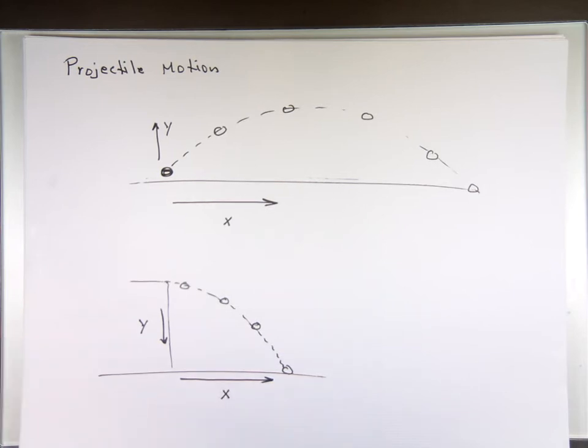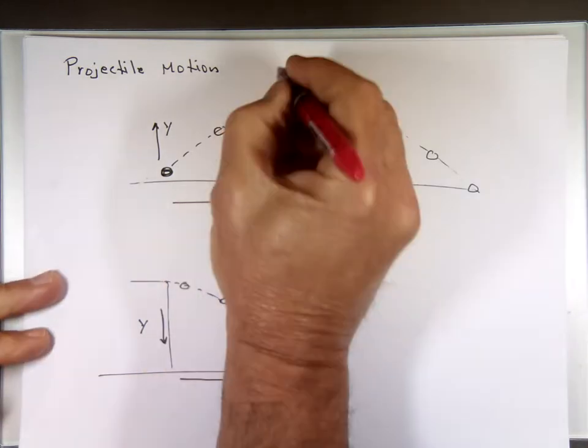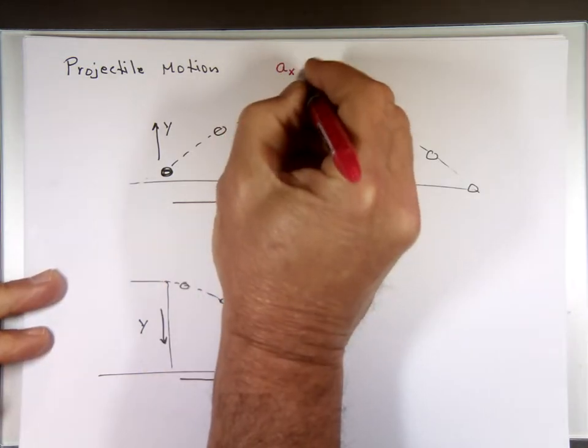So that's what projectile motion is, motion in two dimensions. You have things that are moving in two directions, in the x direction and the y direction. The one thing to remember about projectile motion is that the acceleration in the x direction is 0. So the acceleration in the x direction is always 0.